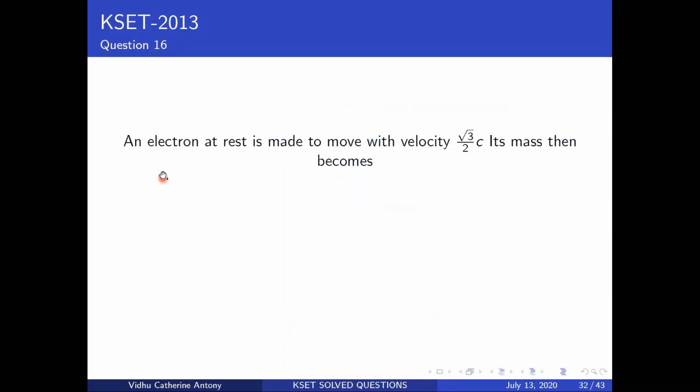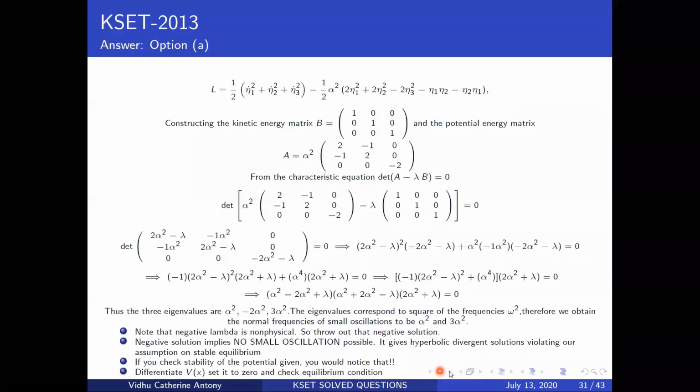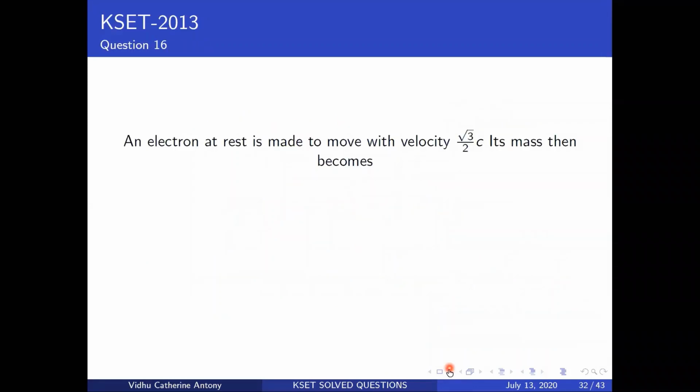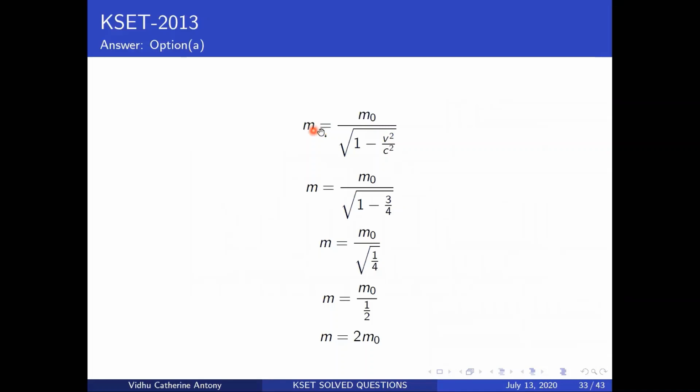This is pretty simple. An electron at rest is made to move with a velocity root 3 by 2 c. Its mass then becomes what? The options are 2 m naught, 3 m naught, m naught divided by 2, and root 3 divided by 2. So m is equal to m naught divided by root of 1 minus v squared by c squared. You all know this formula.